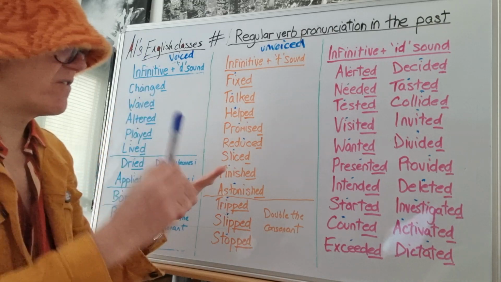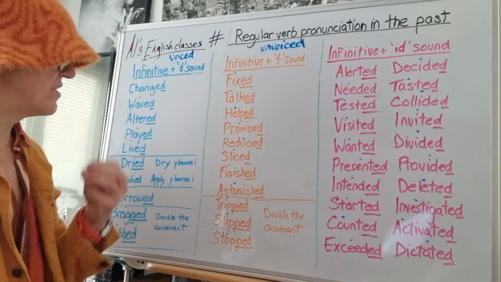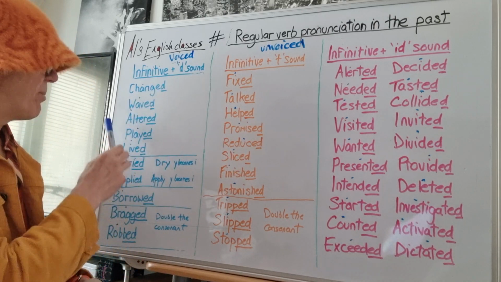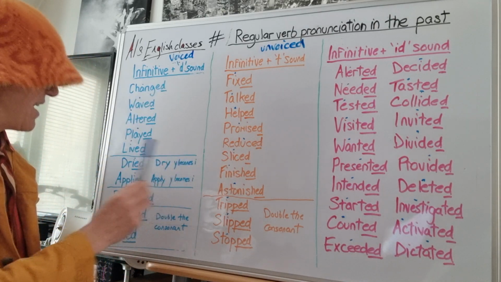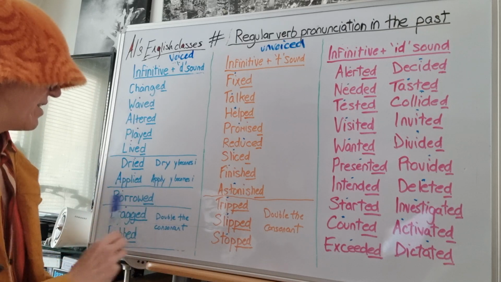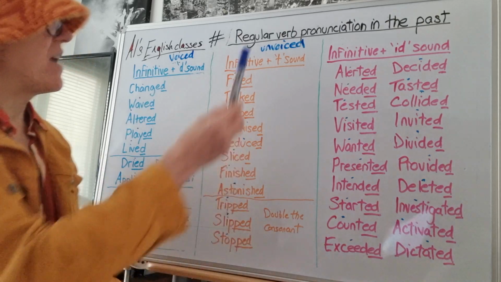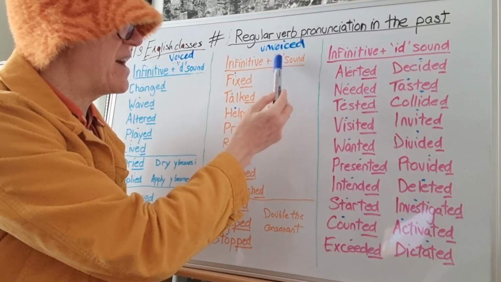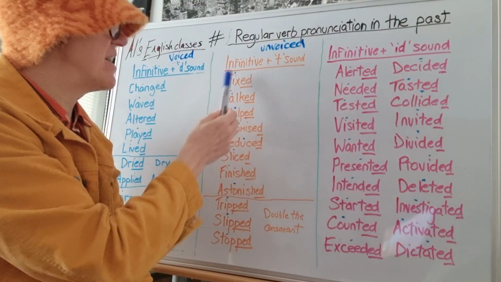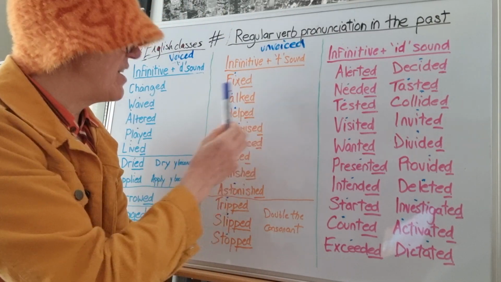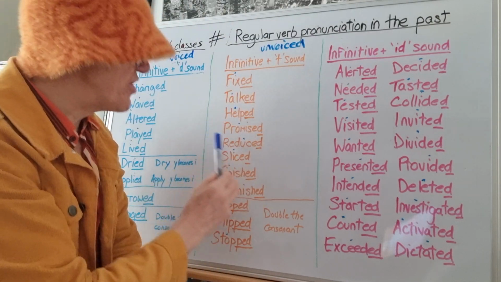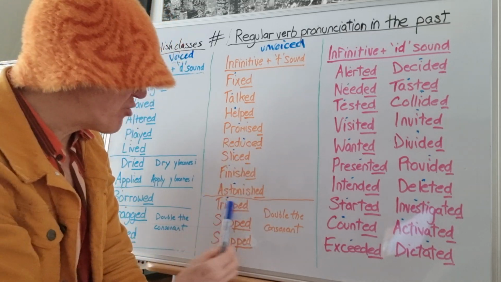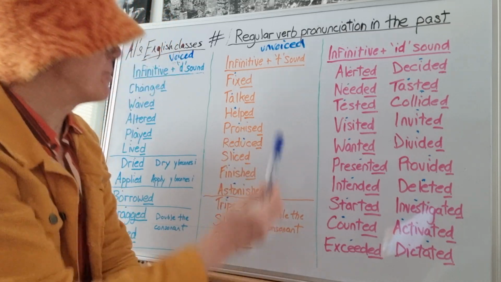When the infinitive ends with a voiced sound, we add a subtle D sound, okay? Changed, waved, altered, played, lived, dried, applied, borrowed, bragged, robbed. When the infinitive ends with an unvoiced sound, we add a T, a very clear T sound. Fixed, talked, helped, promised, reduced, sliced, finished, astonished, tripped, slipped, stopped.